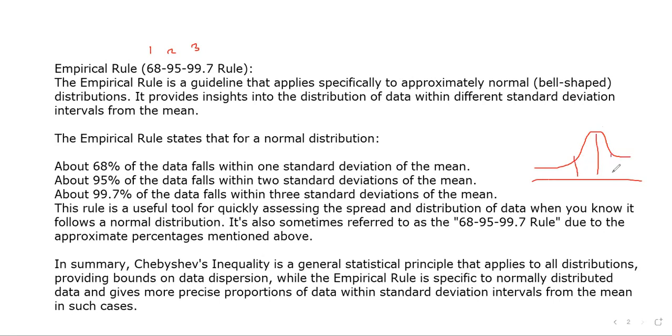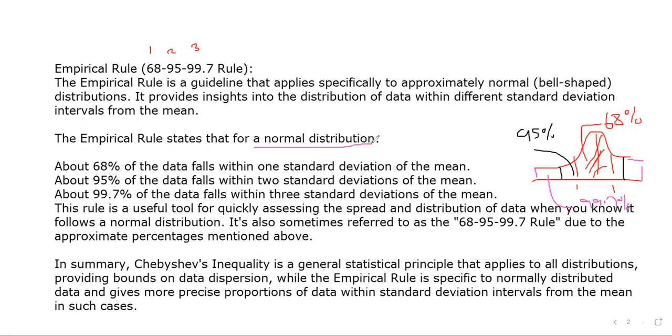If we have 1 standard deviation, we approximate this area here to be 68%. This is very closely related to a normal distribution. If we have 2, this whole area will be approximately 95%. And if we have 3, this whole area here will be almost 100%, which is 99.7%. So this is why it's called the 68, 95, 99.7 rule.